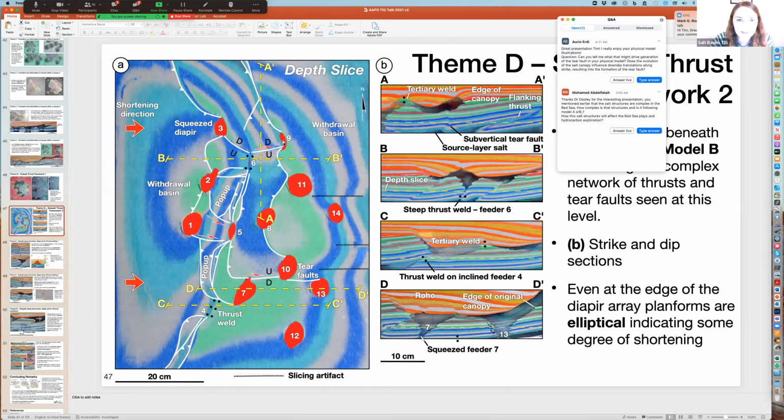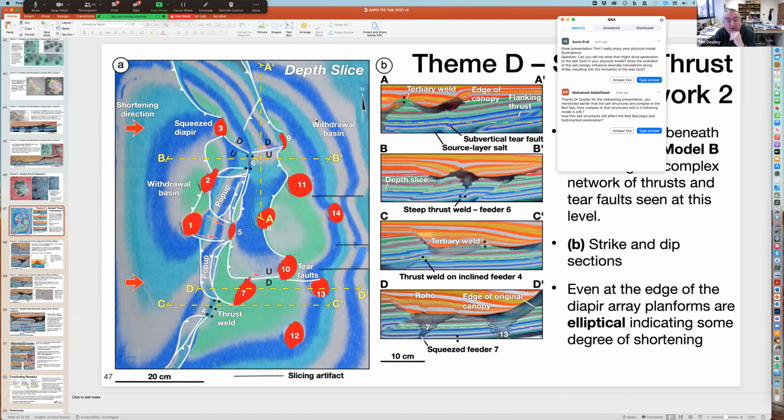Yeah, great. So another question we have is, thanks, Dr. Dooley, for the interesting presentation. You mentioned earlier that the salt structures are complex in the Red Sea. How complex are the structures, and is it following model A or B? How will these salt structures affect Red Sea plays and hydrocarbon exploration?